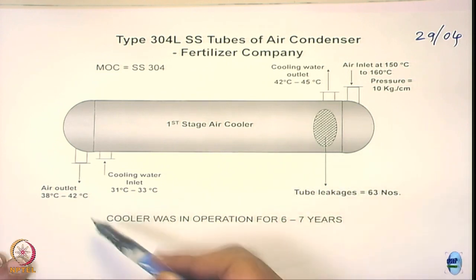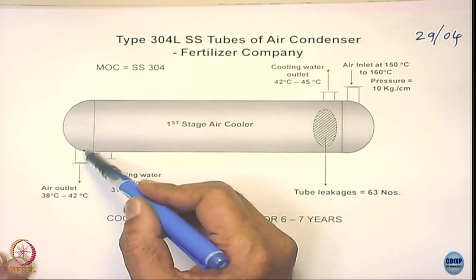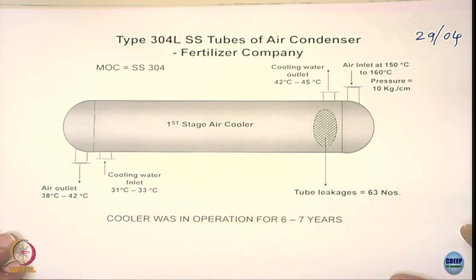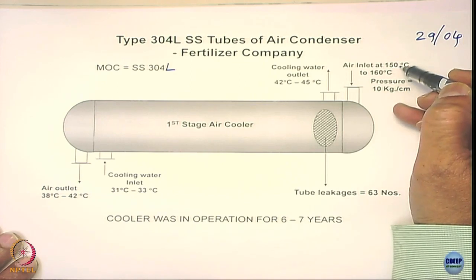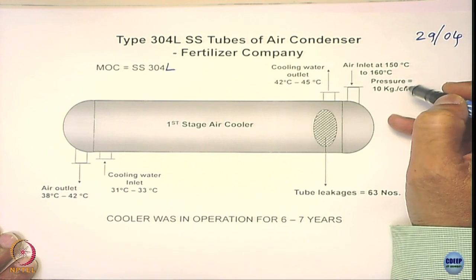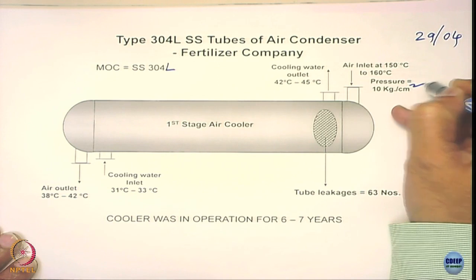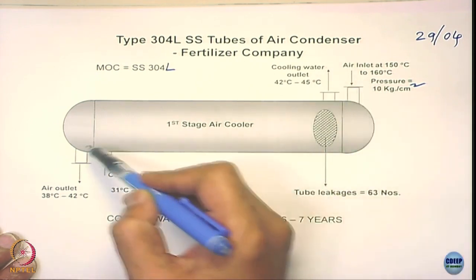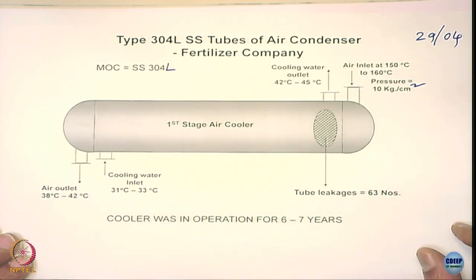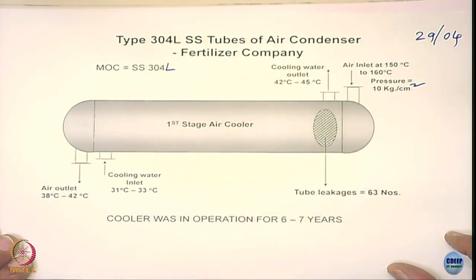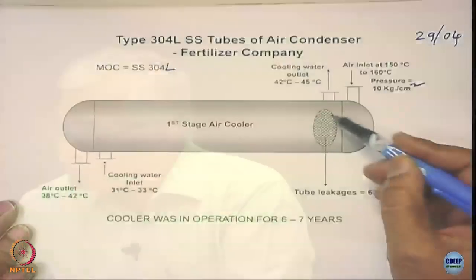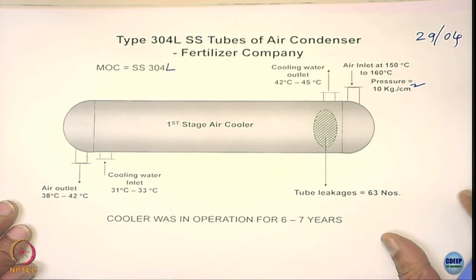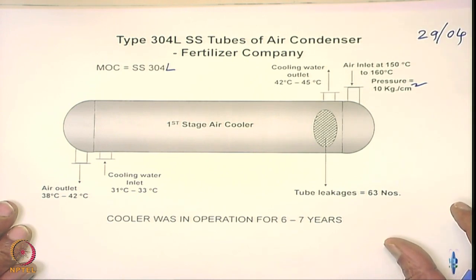What you do here is, you can see there is an inlet here. It goes inside and comes out at this outlet here, and it is a horizontal heat exchanger, made up of 304L stainless steel. The air inlet temperature is about 150 to 160 degrees Celsius at a pressure of 10 kg per centimeter square. Cooling water enters here and comes out, air enters here and then comes out. It is a counter current process. The material used was 304L stainless steel, it is a fertilizer company, and the cooler had been in operation for only 6 to 7 years. The tubes inside, 63 of them, started leaking. That was a problem. So, it is all premature failure.